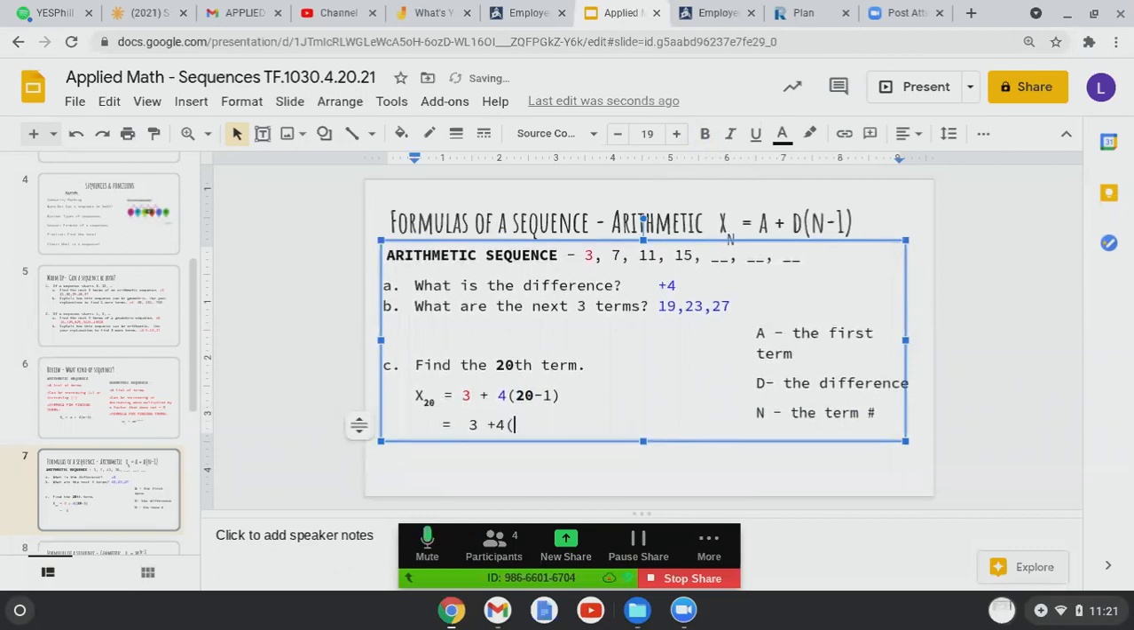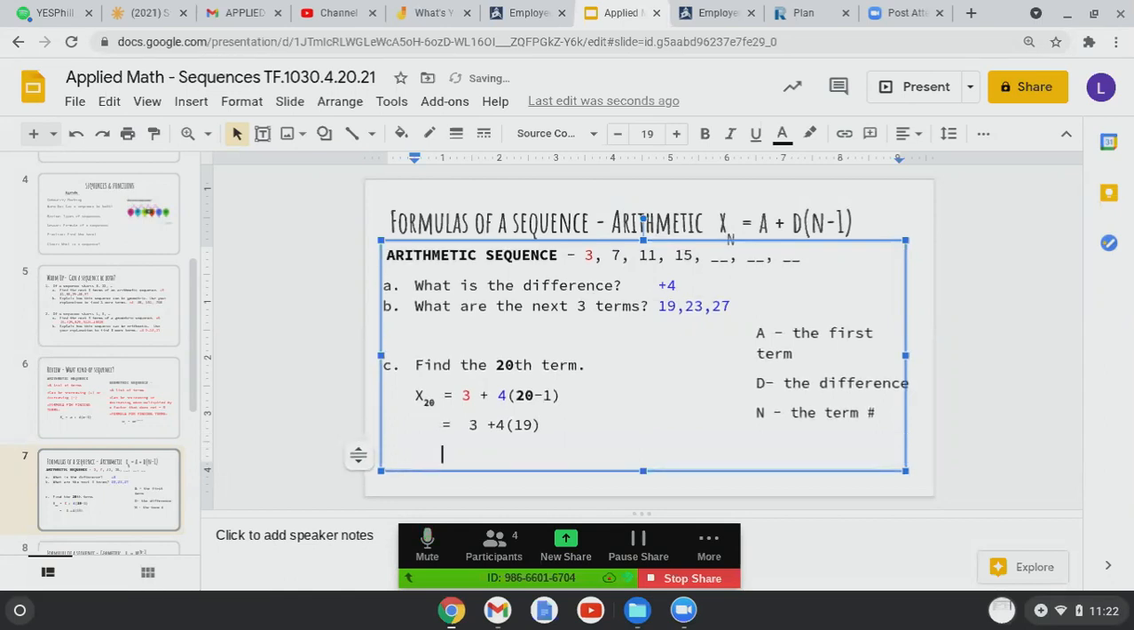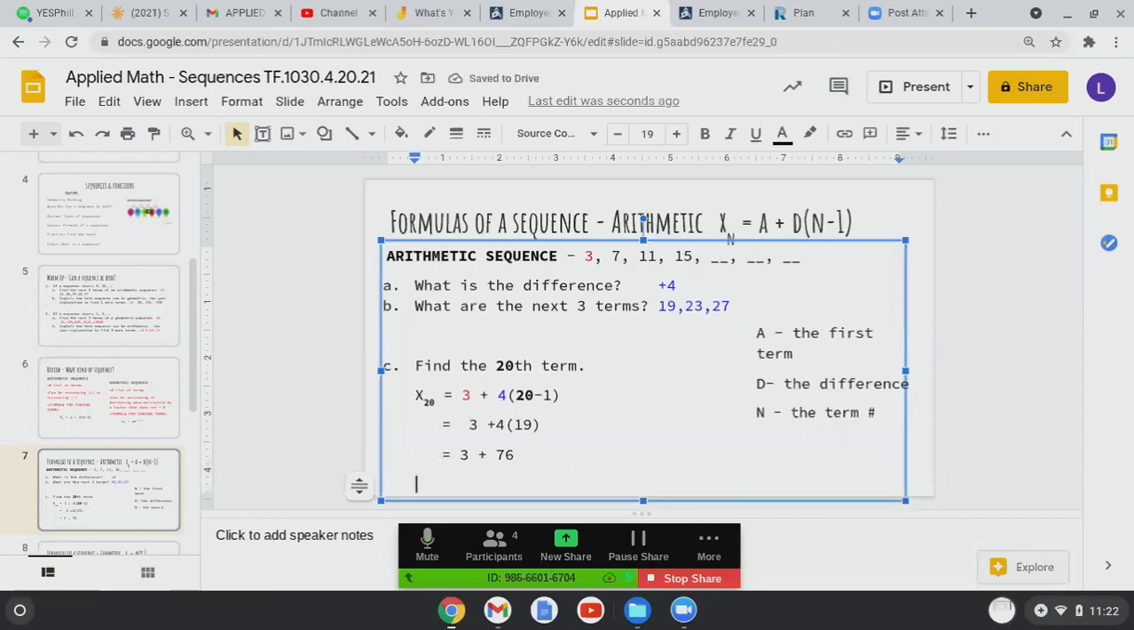What's 20 take away 1? 19. What's 4 times 19? 76. What's 76 plus 3? 79. So the 20th term of this sequence will be 79.